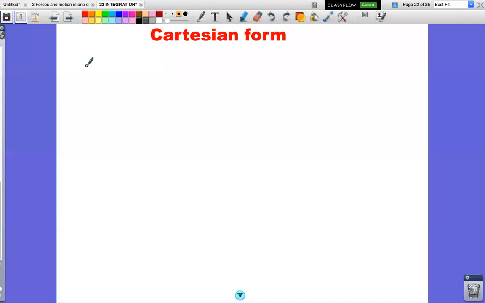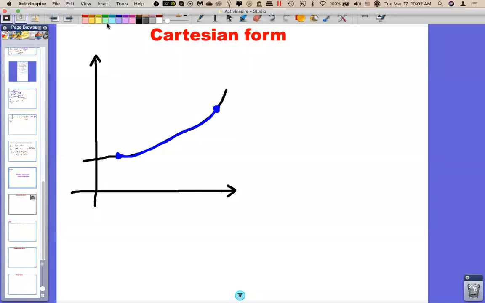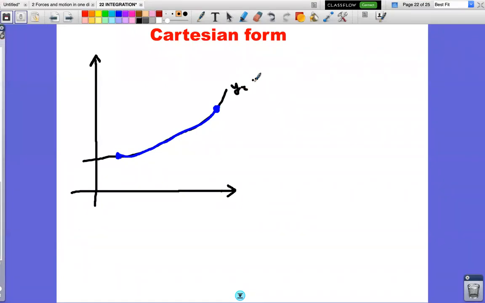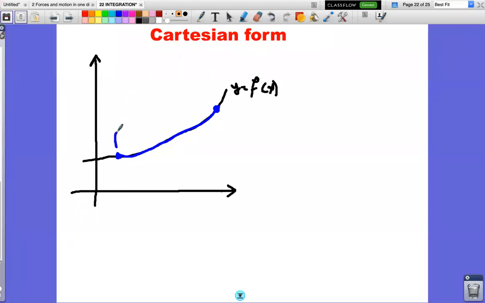So we are trying to find, let's say you have a function f of x, y equal f of x, for instance, this function, and we need to find the length of the arc from a point, say here, to a point here. We need to find that length from a point P to a point here. I'll just call it Q.